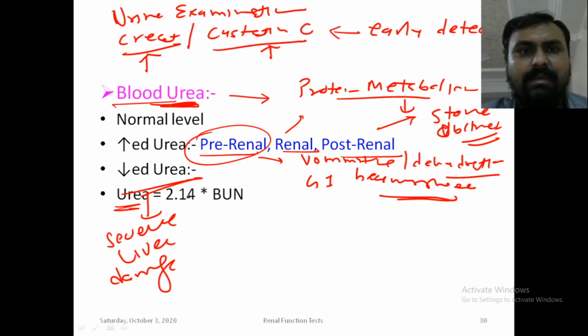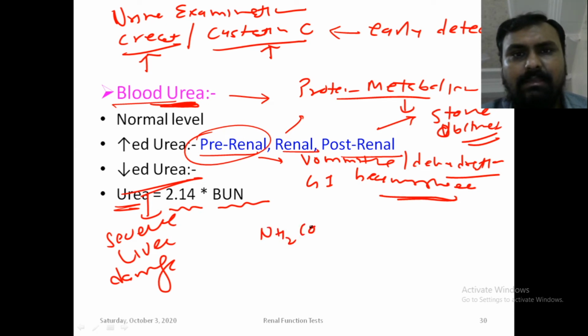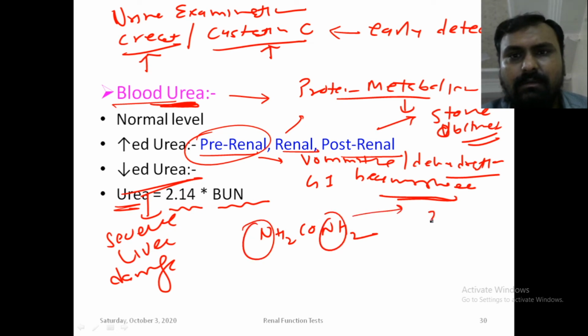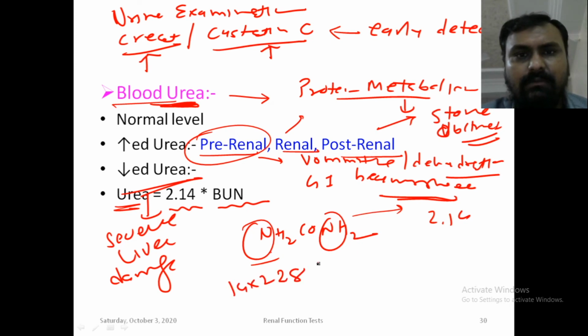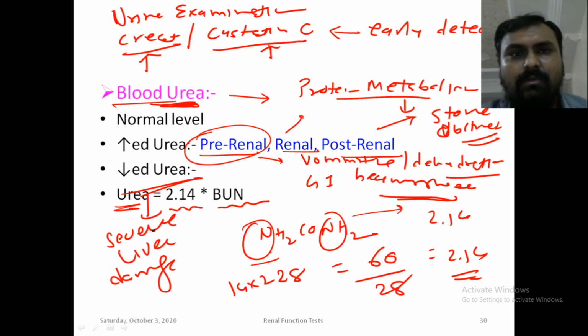Now urea will be equal to 2.14 into the blood urea nitrogen. Because what is the formula of urea? It is NH2CO NH2, right? So blood urea nitrogen, the molecular weight of nitrogen is 14, so 14 into 2 is 28, and the overall molecular weight is 60. So 60 divided by 28 is 2.14. So urea is 2.14 into the blood urea nitrogen.